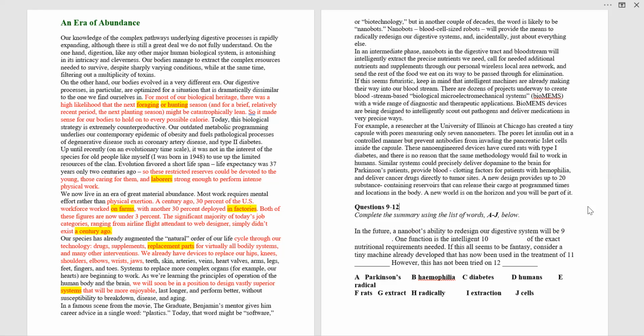Let's read further what it is saying. In a famous scene from the movie, a single word, plastics, gives them a career. Today, that word might be software or biotechnology, but in another couple of decades, the word is likely to be nanobots. Nanobots, blood cell sized robots, will provide the means to radically redesign our digestive system, right? And incidentally, just about everything else.